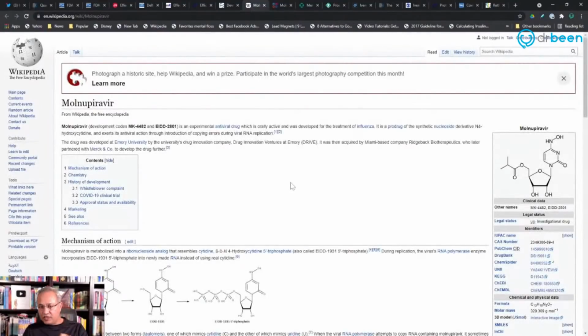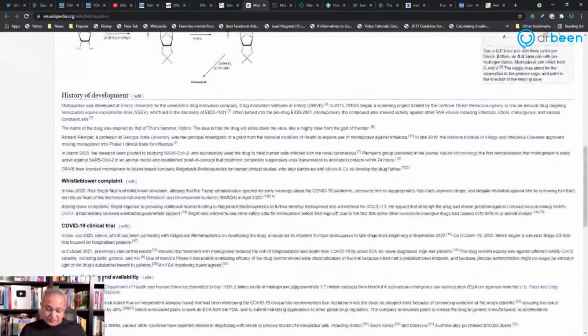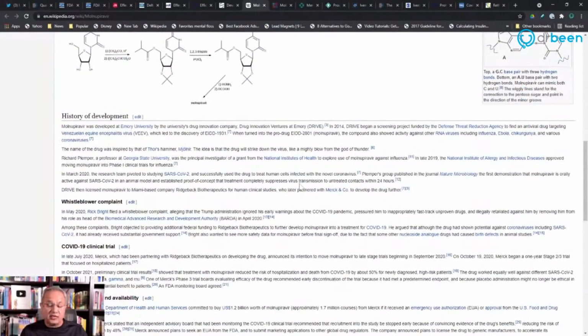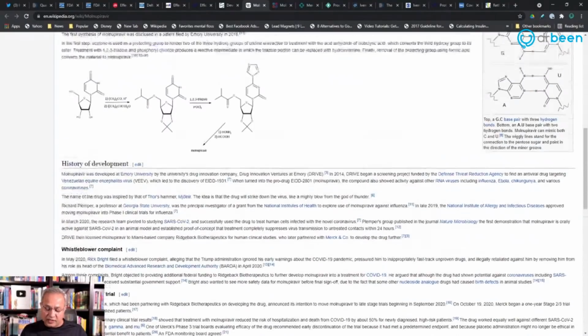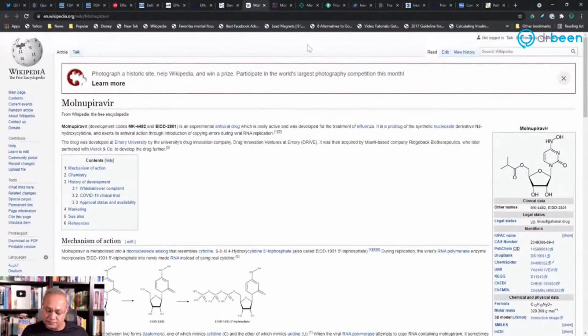This is Wikipedia. Again, I understand that Wikipedia may be manipulated. For example, mutagenicity is not present here at all. But the history of molnupiravir is very interesting to see here. If you see 2014, since then this drug has been looking for a home, and it has been supported by the Defense Threat Reduction Agency and some other federal government agencies as well. So it's not just a cooked-up drug. It has been out there for some time.